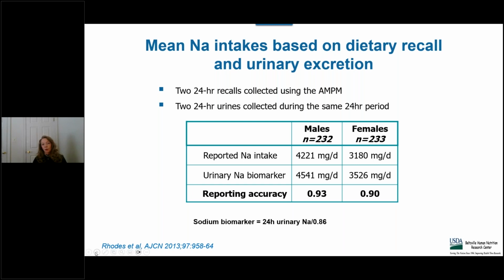So we compared 2 24-hour urine collections that were done on the same day as 2 24-hour recalls. And the reporting accuracy for the AM/PM method for sodium was 93% accurate for males and 90% accurate for females. So this validation study established that the AM/PM is a valid measure for estimating both energy and sodium for populations or groups of individuals. So we're starting with a methodology that is quite valid.